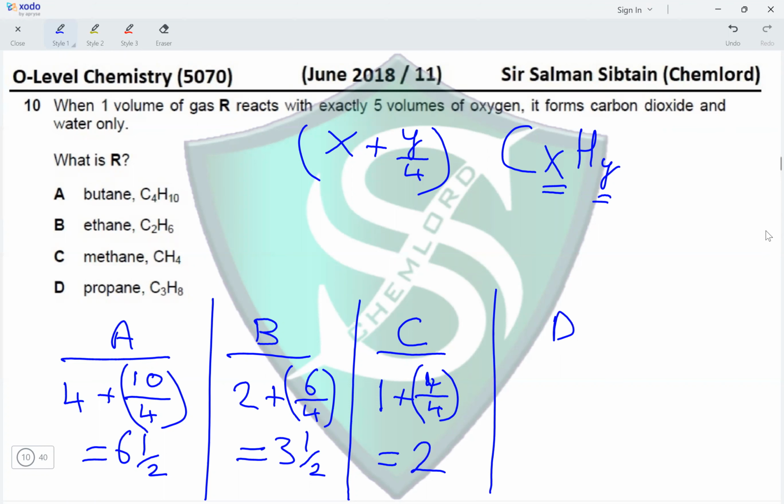And for compound D, where x is 3 and y is 8, we get the equation 3 plus 8 upon 4. 8 upon 4 is 2. 2 plus 3 is 5, giving us 5 moles of oxygen, which is the requirement of this question, making option D the correct option for this question.